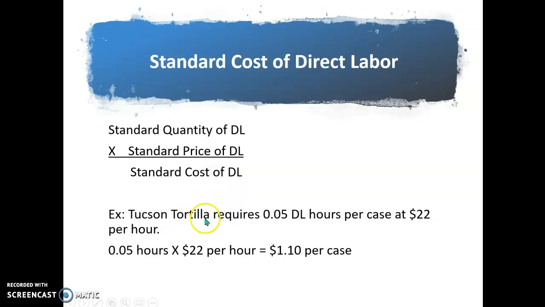So Tucson Tortilla requires 0.05 direct labor hours per case at $22 an hour. So 0.05 hours times $22 per hour is $1.10 per case. But notice how it's going to be hours per case and dollars per hour, so watch your units there.